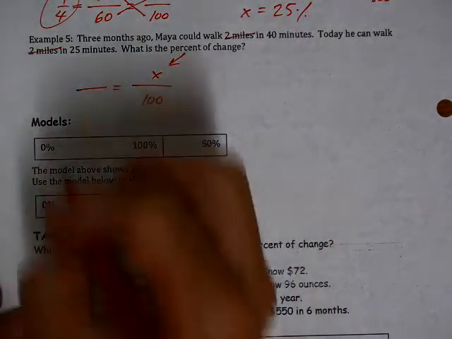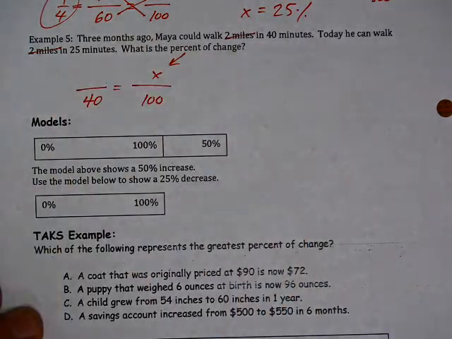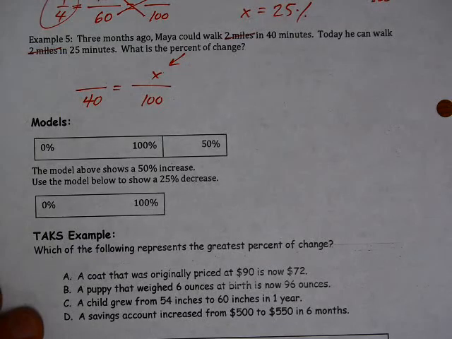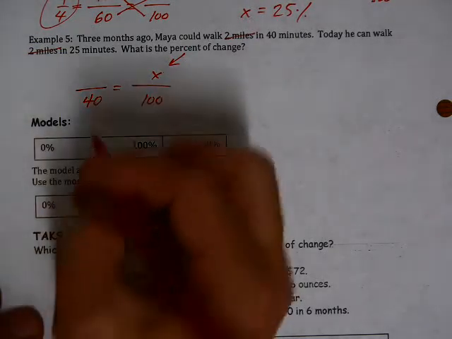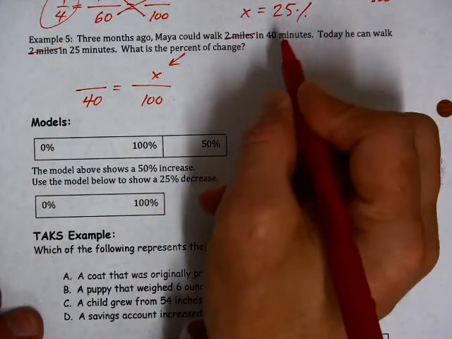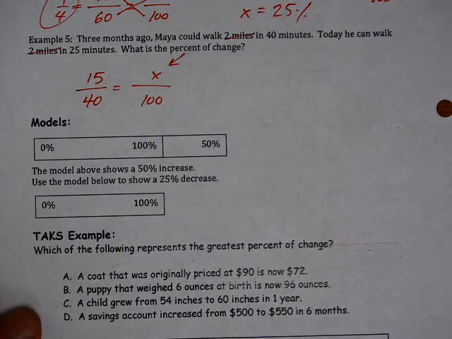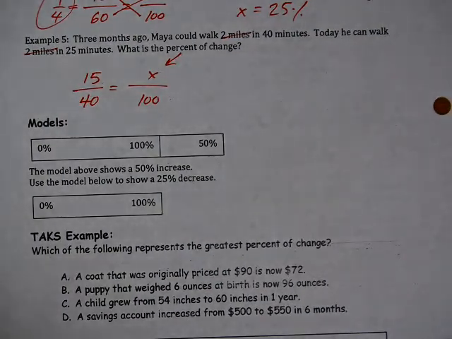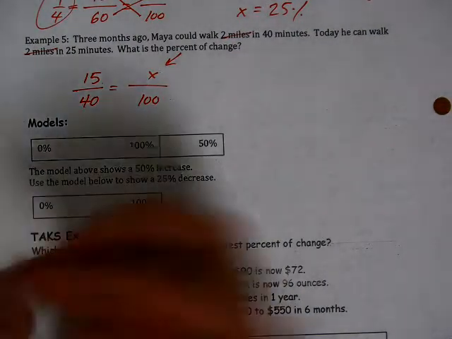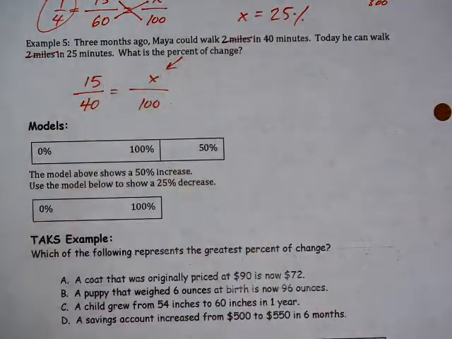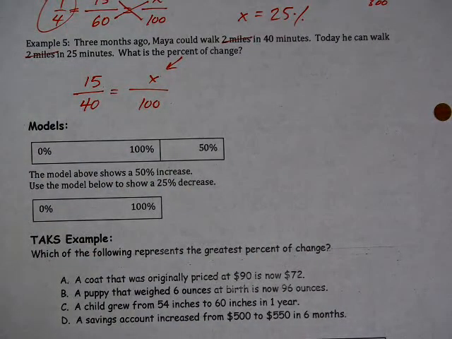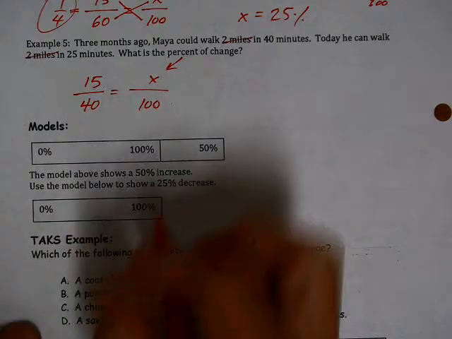The starting amount, we write that down right there. That's always going to be in the bottom. The original time they gave us was 40 minutes. The next thing we're going to write down is the difference. So he went down from 40 to 25, so that's a 15-minute change. We're trying to find the percent that he changed his time by. Basically, it says percent of change, but they could say what was the percent he changed his time by. So that's what we're doing.